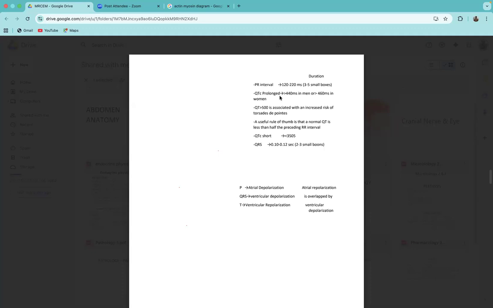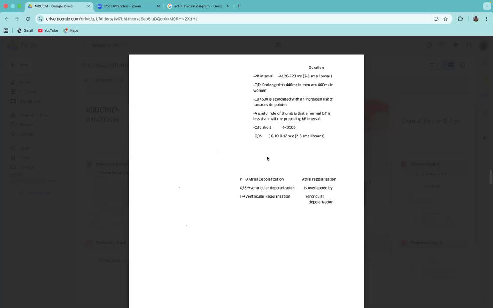And if the QRS is more than 0.12, that is a prolonged or wide QRS, and we will have to find out the cause for that as well. In the case of ECG, P is atrial depolarization, QRS is ventricular depolarization, and T is ventricular repolarization.